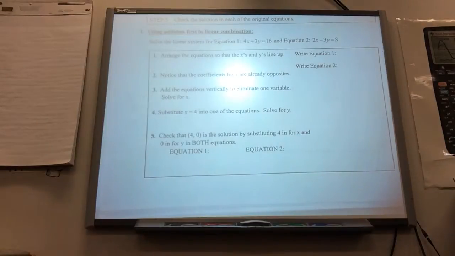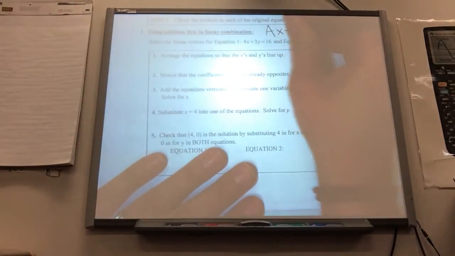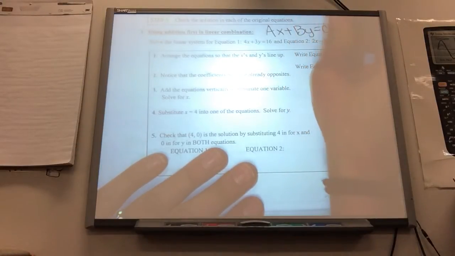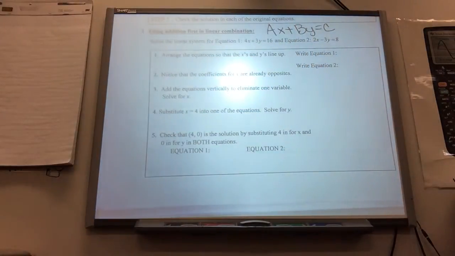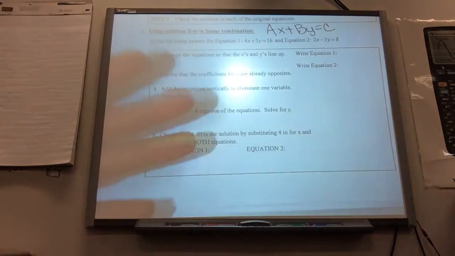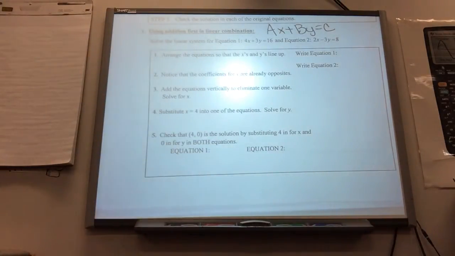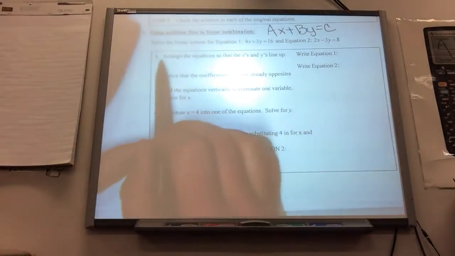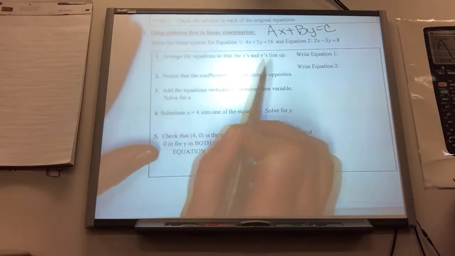Okay? So linear combination, first of all, we want it to be in this form, ax plus by equals c. If it's not already there, which I think most of them will be set up nicely for you, you want to get it so that both of your variables are to one side. Then we're going to write one equation on top of the other. It says arrange the equation so the x's and y's line up.